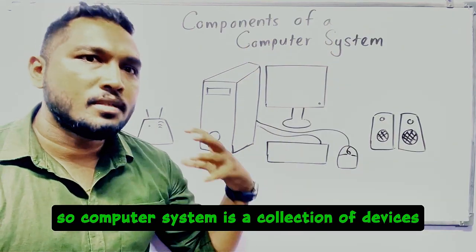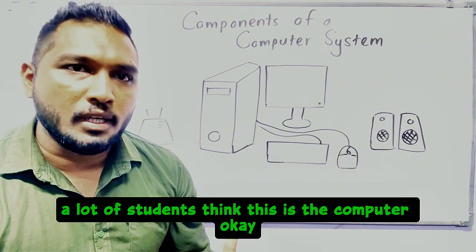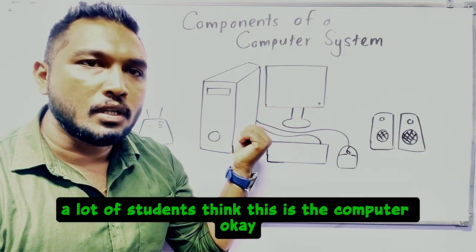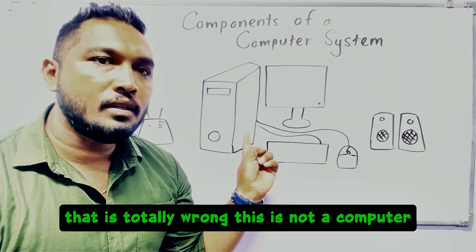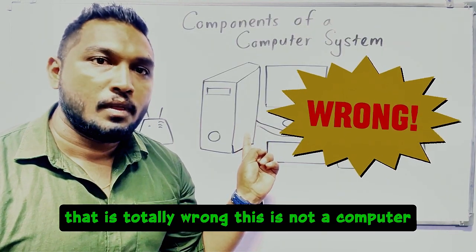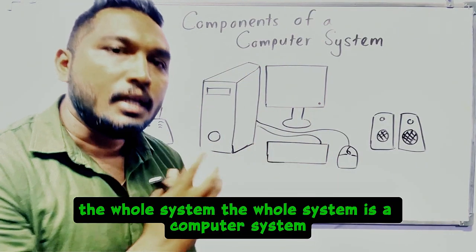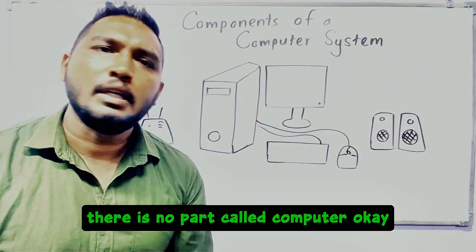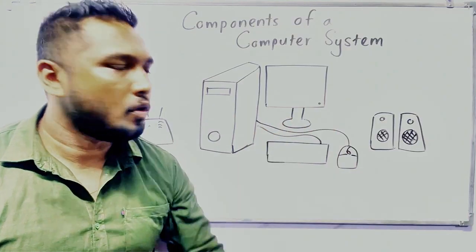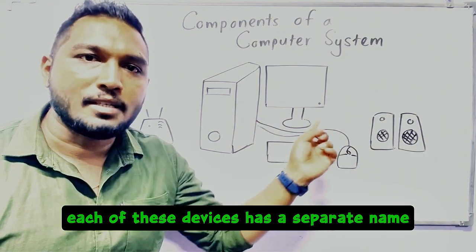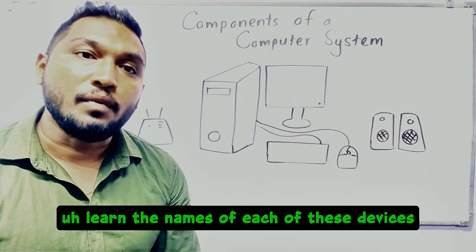So a computer system is a collection of devices. A lot of students think this is the computer. Okay, just remember, if you are calling this the computer, that is totally wrong. This is not a computer. The whole system is a computer system. There is no part called computer. When you collect all these things, it becomes a computer. So each of these devices has a separate name. Now we are going to learn the names of each of these devices.